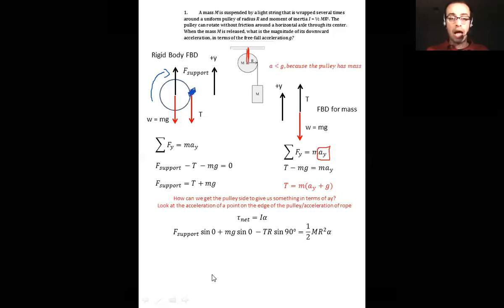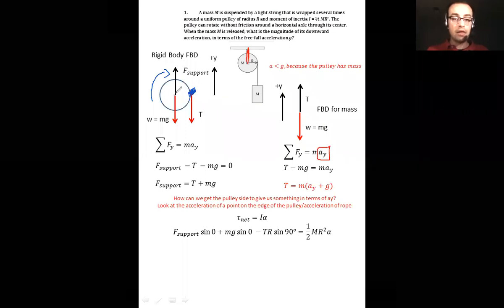Why am I saying sine 0? Well, the weight and the force of the support are occurring parallel to this radius. So we say that the angle between the force being applied and the radius is 0, and sine of 0 is 0. So both of these drop out, and they both become 0. How about the tension force? Well, we know that the tension force is tangential to the radius, and let me just draw that in here.